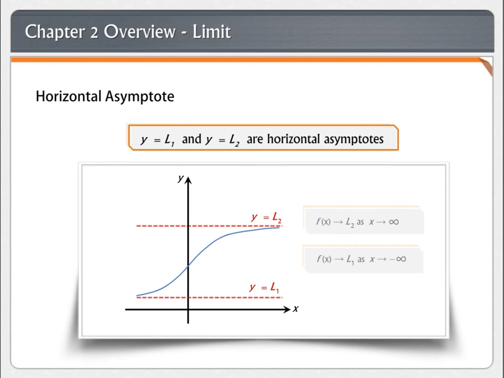So this horizontal line is going to be your horizontal asymptote for your function. Or sometimes only from one of the directions, going far in the positive direction or far in the negative direction of your x-axis, your function will approach a certain value. And then this value is going to behave like your horizontal asymptote for the function.